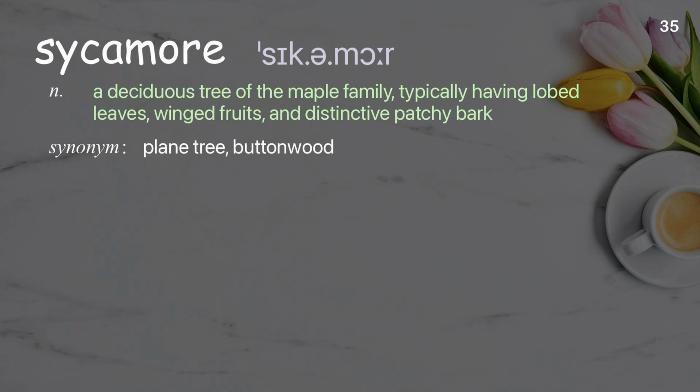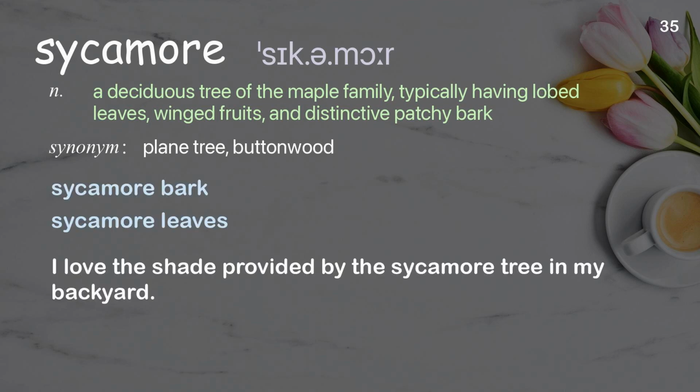Sycamore. A deciduous tree of the maple family, typically having lobed leaves, winged fruits, and distinctive patchy bark. Examples: Sycamore bark. Sycamore leaves. I love the shade provided by the sycamore tree in my backyard.